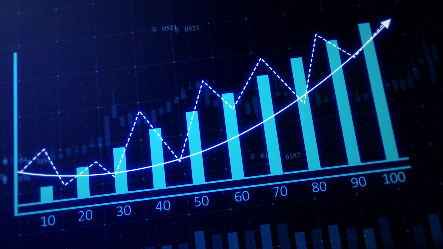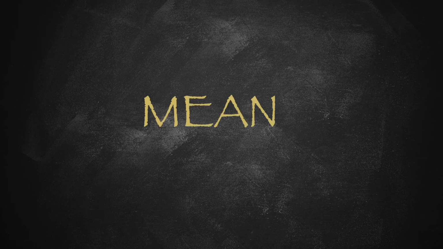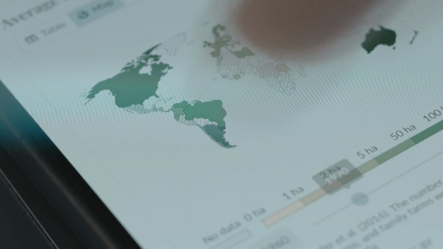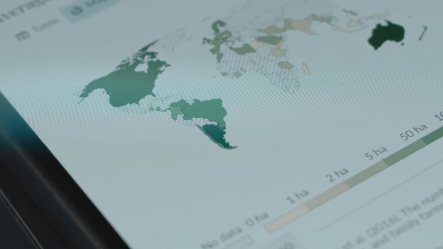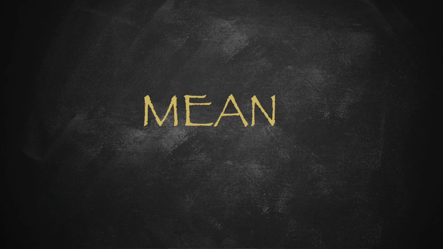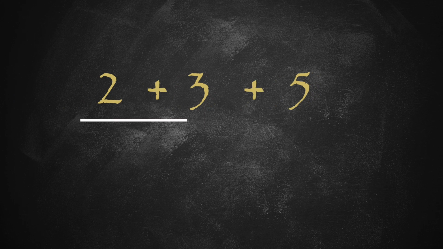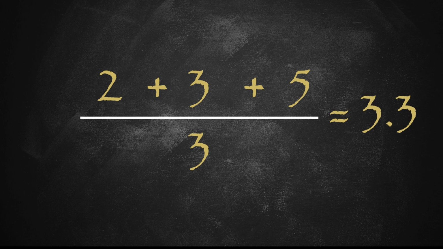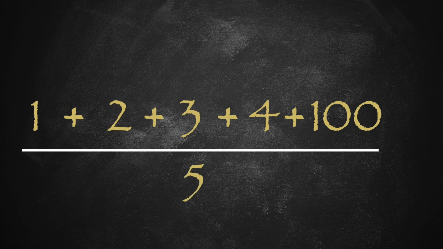Mean, also known as the arithmetic mean, is what most people think of when they hear the word average. It is calculated by adding all the numbers of a data set together and then dividing by the count of those numbers. For example, if we have the numbers 2, 3, and 5, the mean would be 2 plus 3 plus 5 divided by 3, which equals 3.3. The mean is very useful for understanding the overall distribution of data sets, but it can be heavily influenced by outliers or extremely high or low values.